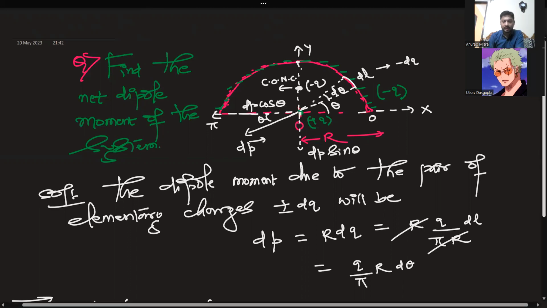Understood? So ultimately what will we assume? We will assume that this is a dipole where the entire negative charge minus q is separated from the entire positive charge plus q by how much distance? Distance 2r by pi. Clear?